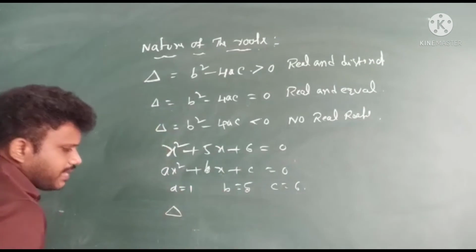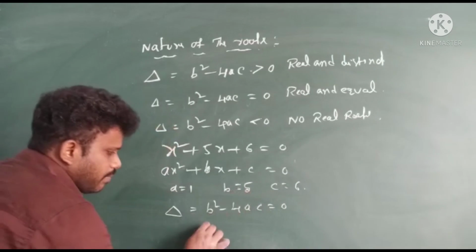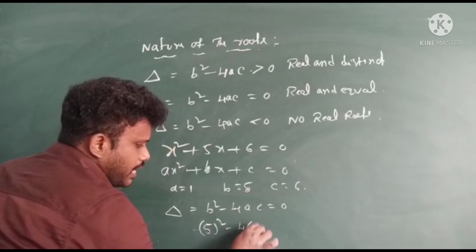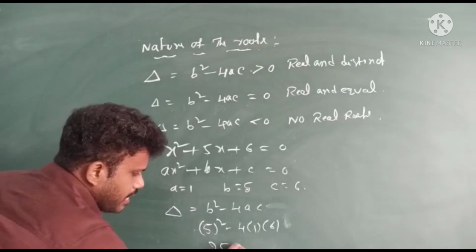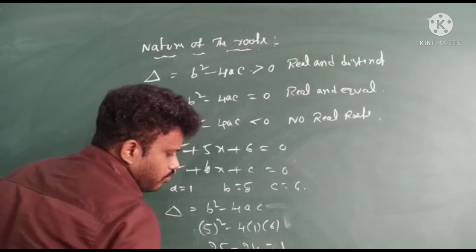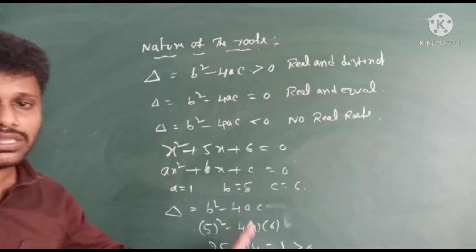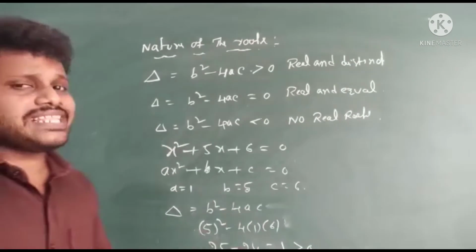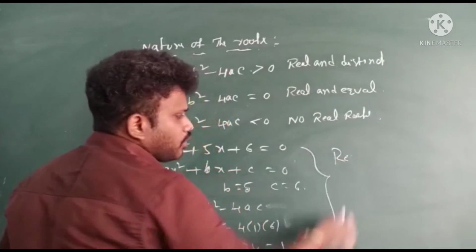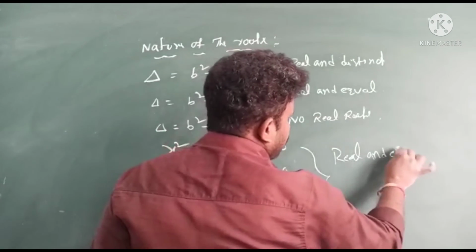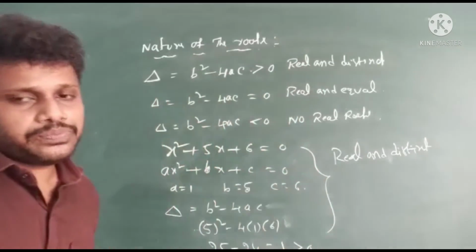Now we know the formula for discriminant, that is delta is equal to b square minus 4ac. b is 5 square minus 4 into a is 1, c is 6, which is 5 square minus 24. So 25 minus 24 is 1. The discriminant value we found is 1, and 1 is greater than 0. When it is greater than 0, we can say that this equation is having real roots. The nature of the roots are real and distinct. Thank you so much.